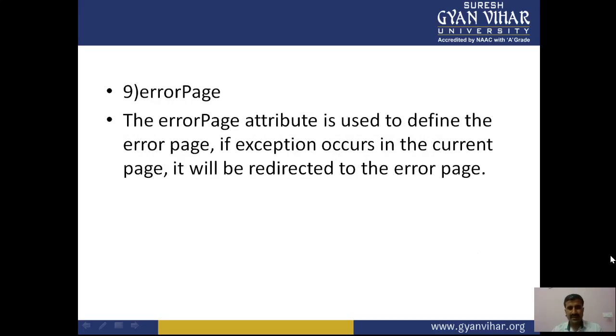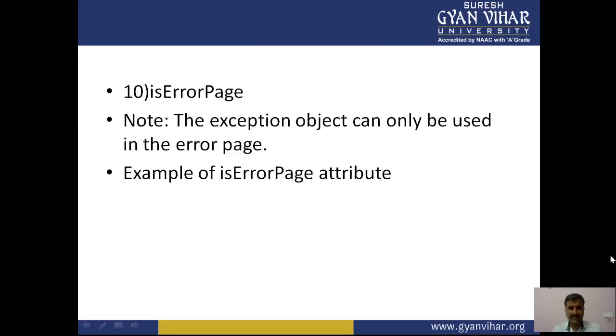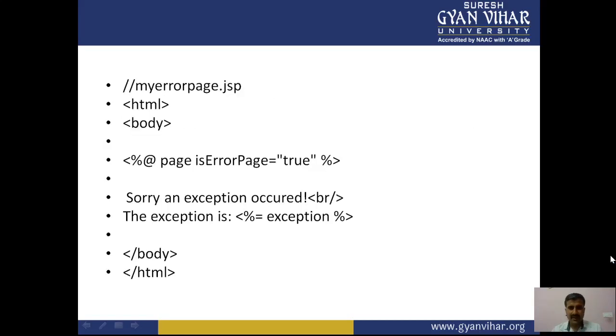Error page. The errorPage attribute is used to define the error page. If an exception occurs in the current page, it will redirect to the error page, like that. Here myerror.jsp is the error page. The exception object can only be used in the error page. An example of an error page is like that.